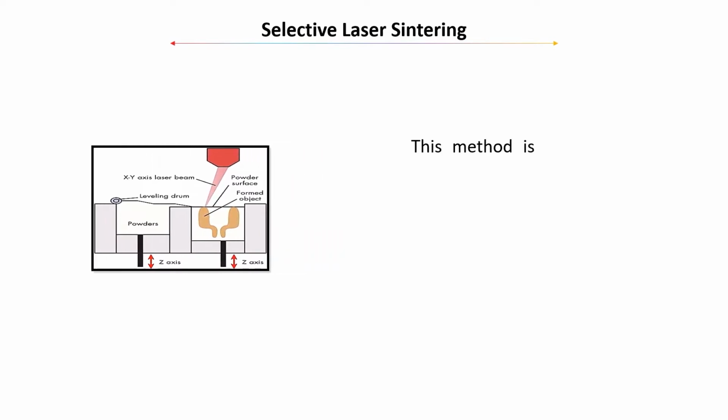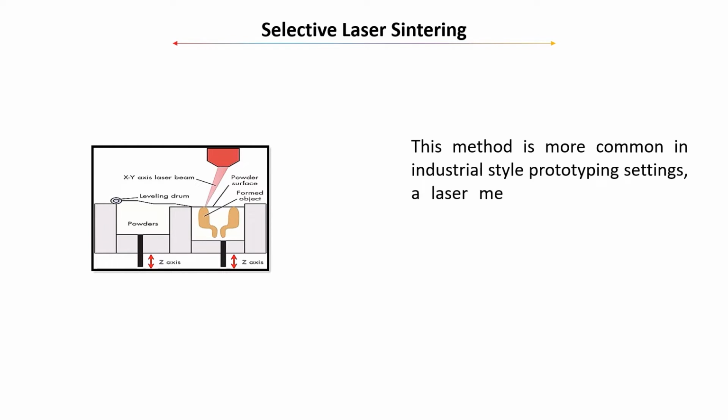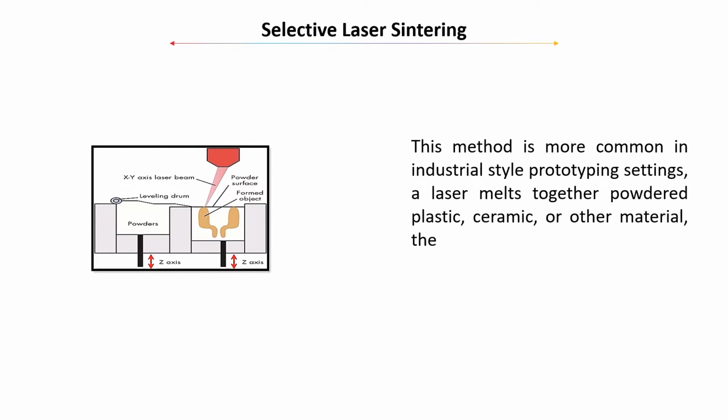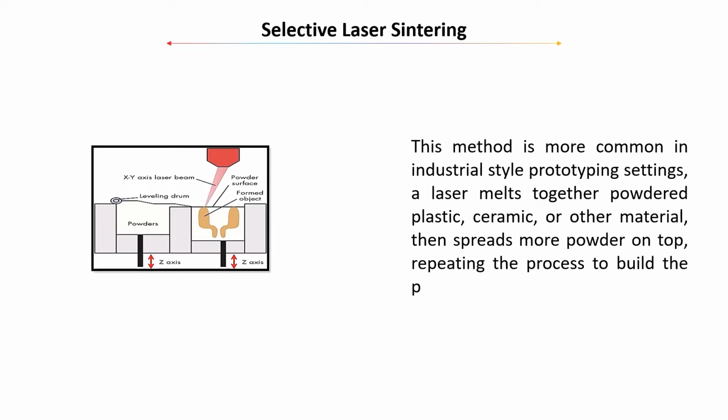This method is more common in an industrial style prototype setting. A laser melts together powdered plastic, ceramic, or other material, then spreads more powder on top, repeating the process to build the part layer by layer.